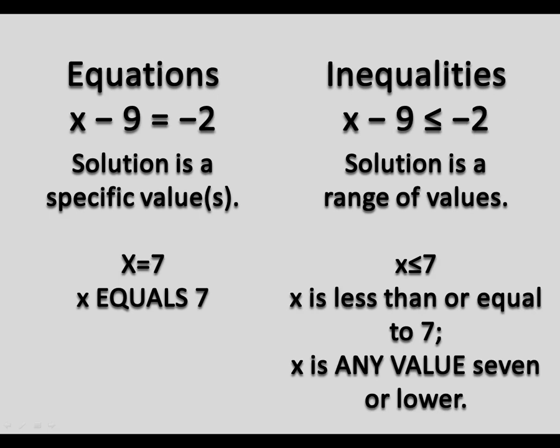Alright, so what I've done here is I threw up an equation and an inequality using the same numbers, and you can see the difference there. The solution has the same numerical value. They're both 7, but we read the equation as x equals 7 and 7 only. If you put anything else other than 7 up as x, it's going to make it a false statement. Whereas with an inequality, we've got x is less than or equal to 7, so that means you could pick any value 7 or lower.